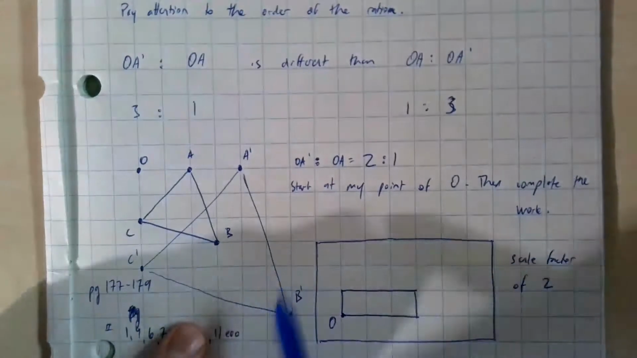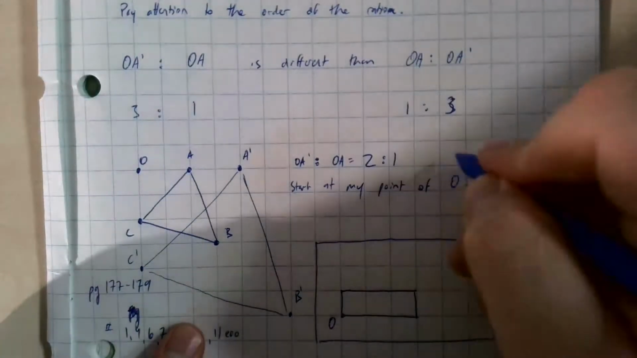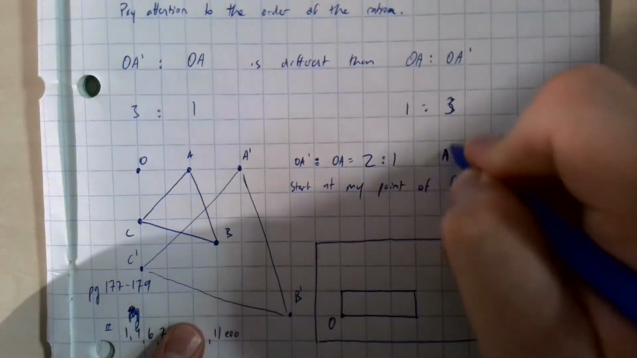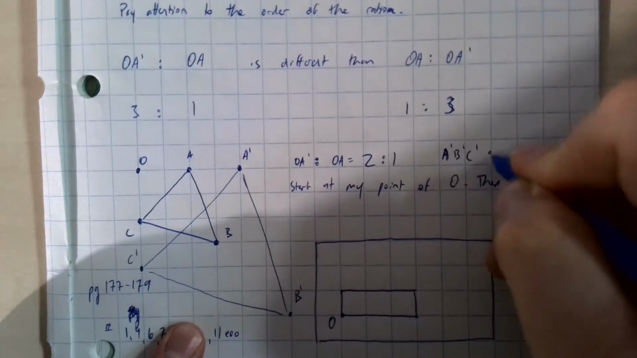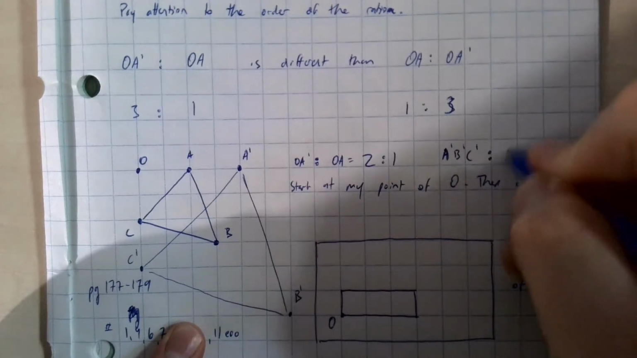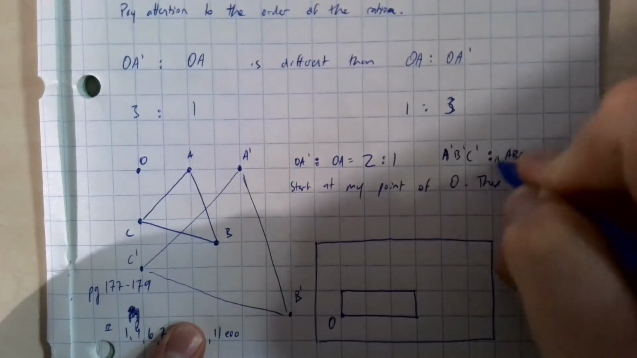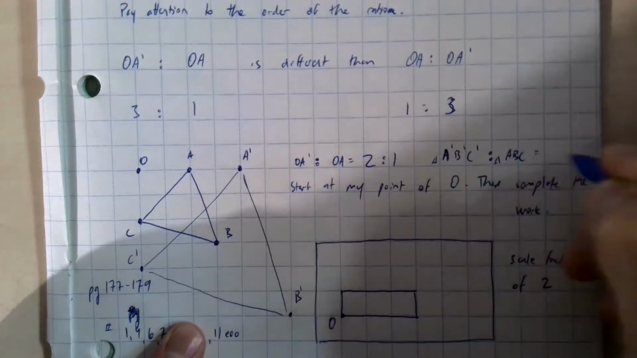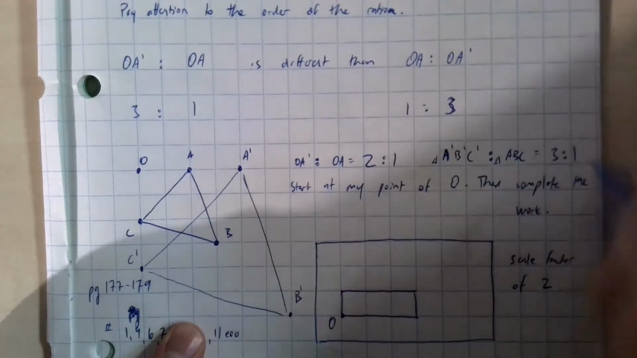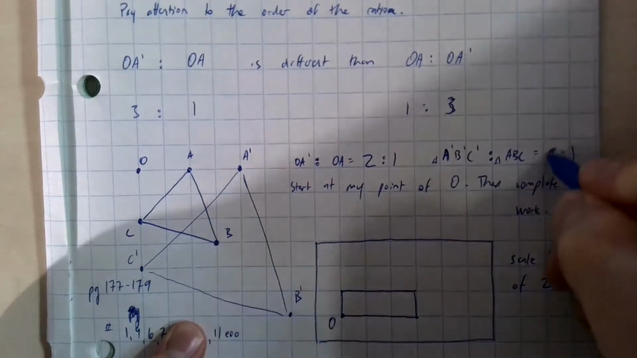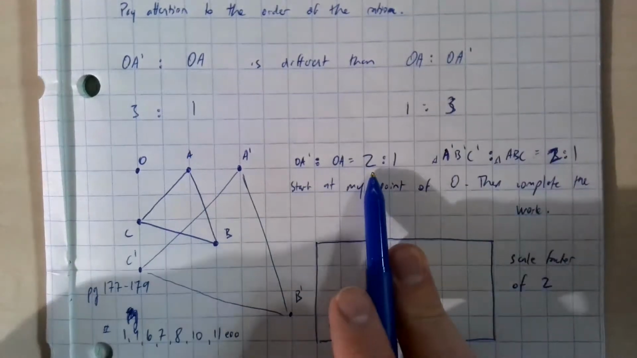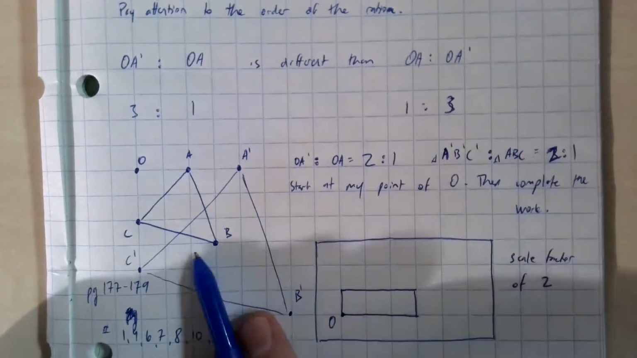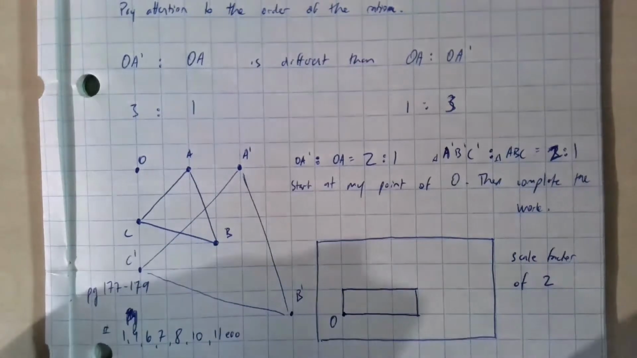And this is my new shape, which is A prime, B prime, C prime in ratio to A, B, C, make it a triangle, is equal to 3 to 1. Oh, sorry, no, not 3 to 1. 2 to 1. My bad. Right? My original rule was it's 2 to 1, and then my triangle, actually, if I were to look at this, is going to be 2 to 1 as well.